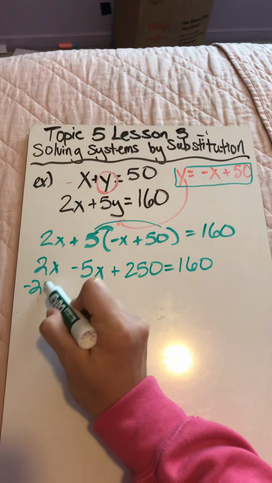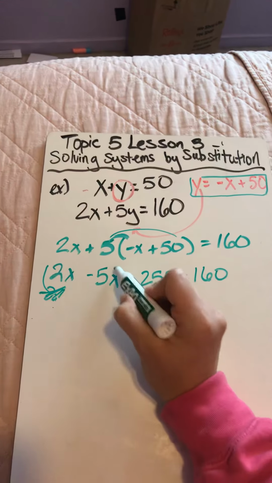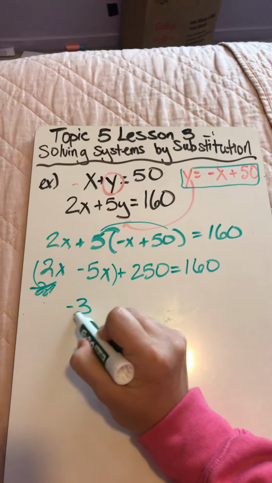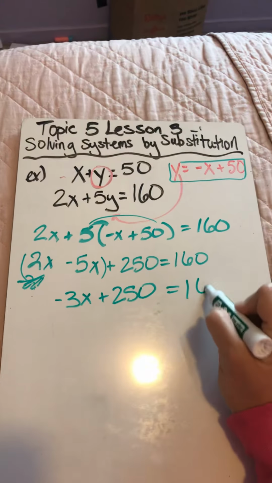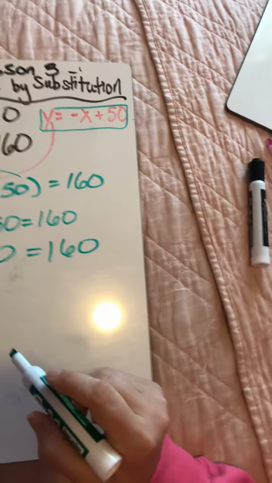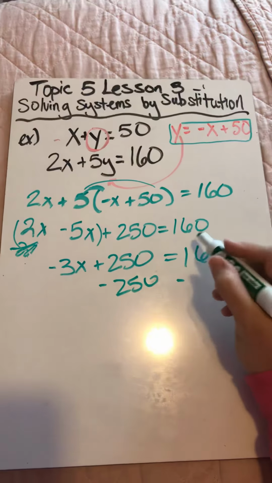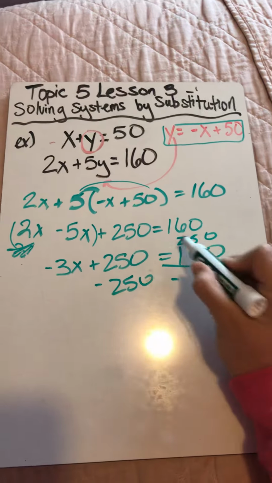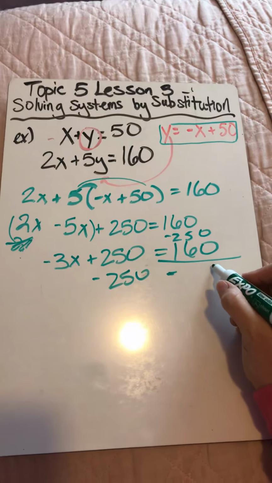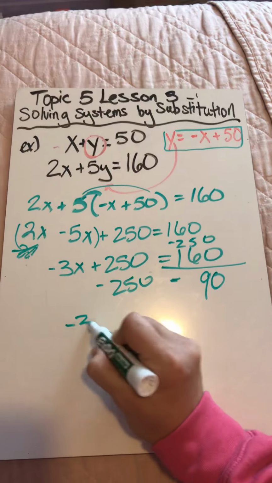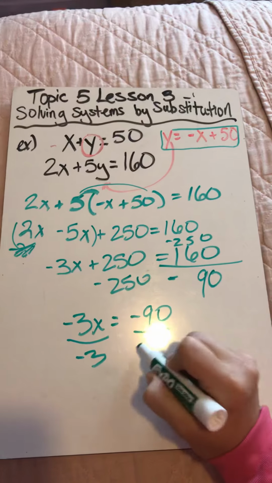We're going to subtract 2. I'm sorry, we're not going to subtract. We're going to combine these two. Okay, I end up with negative 3x plus 250 equals 160. Okay, subtract 250 from both sides. Don't forget, it's going to end up a negative because it's a larger number here, okay? You're going to end up with 90. So negative 3x equals negative 90. Divide by a negative 3.